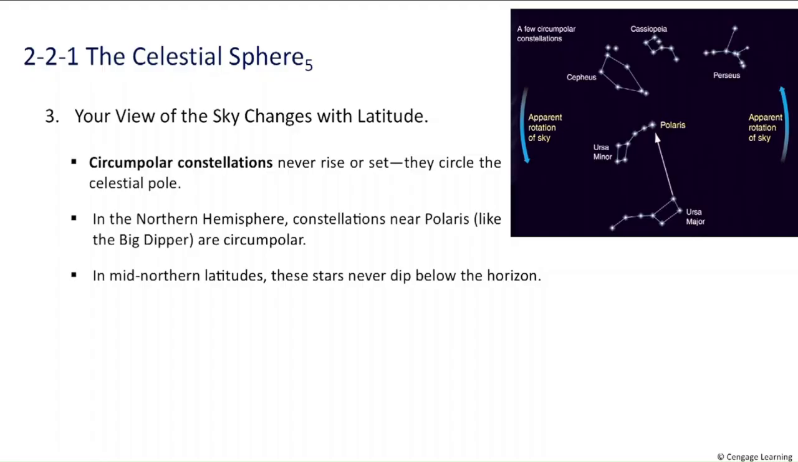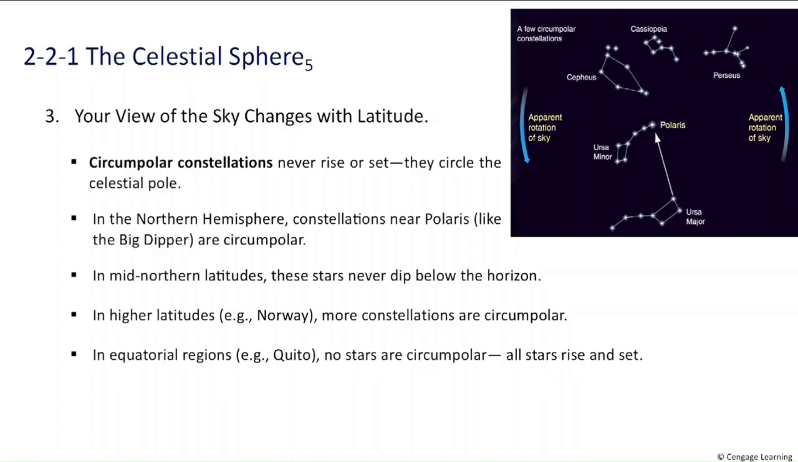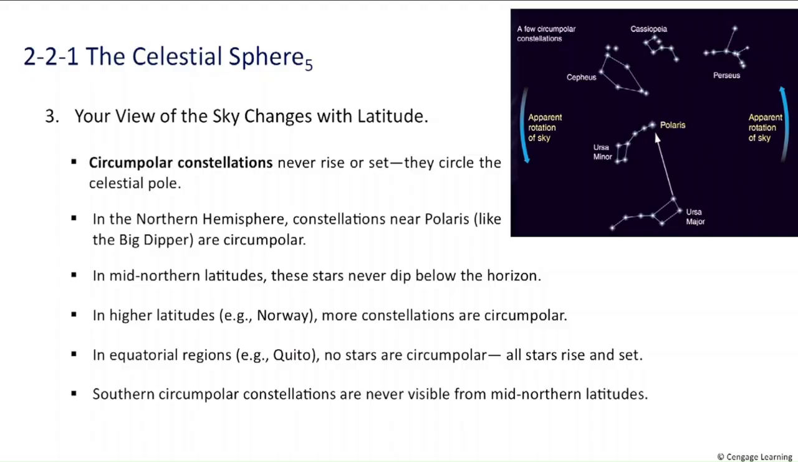And up north, say in Norway, you get even more of these always visible stars because the pole is higher in the sky. But if you live on the equator, there are no circumpolar stars at all. Every star rises and sets every day, so the sky looks very different. And just like we don't see southern stars like Alpha Centauri from much of the US, those southern circumpolar constellations never make it above our horizon.